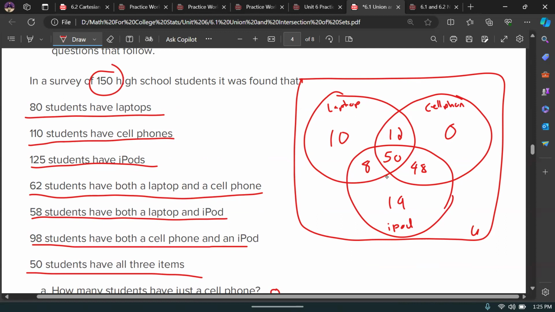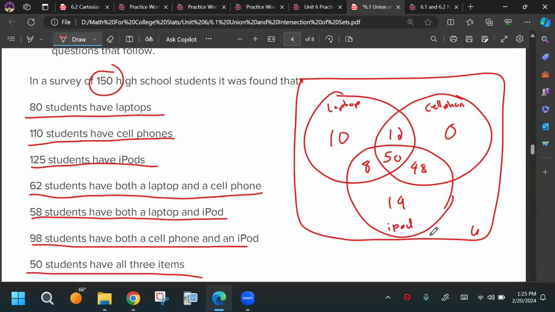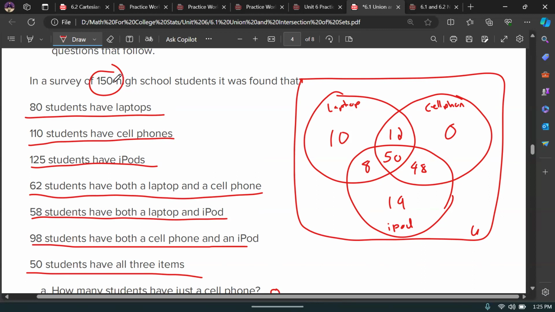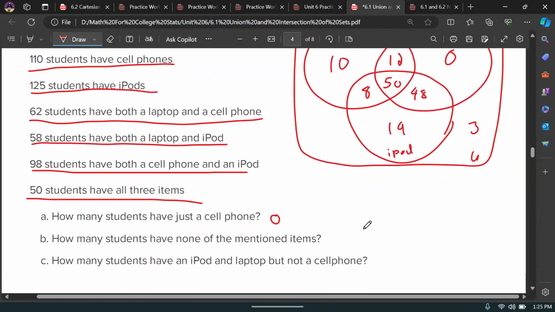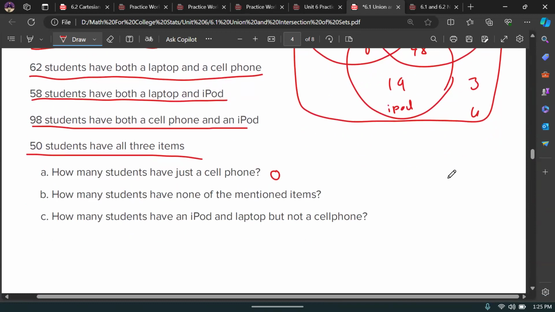So if I add up all these numbers individually, 10 plus 12 plus 8 plus 50 plus 48 plus 19 and plus 0, obviously, but we don't really need that. I have 147. So this all adds up to 147, which means if there's 150, that there's 3 total that don't have any of those, right? So now this whole thing adds up to 150. So 3 people who don't have any of them.